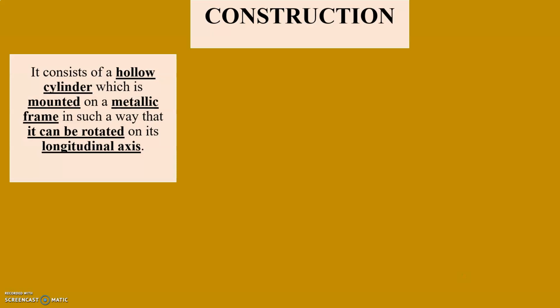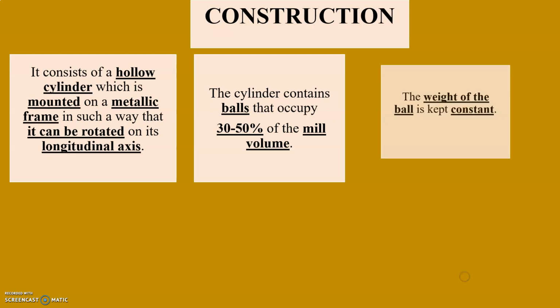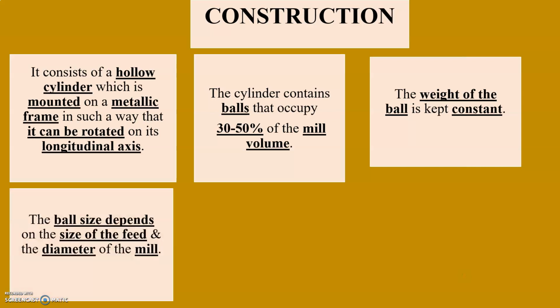It consists of a hollow cylinder which is mounted on a metallic frame in such a way that it can be rotated on its longitudinal axis. The cylinder contains balls that occupy 30 to 50% of the mill volume. The weight of the ball is kept constant. The ball size depends on the size of the feed and the diameter of the mill.